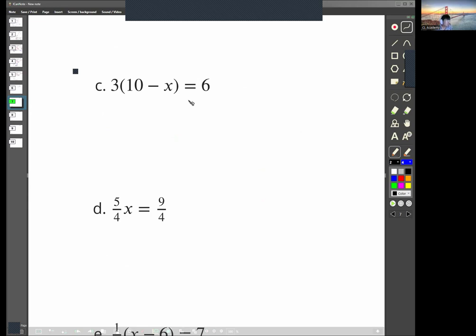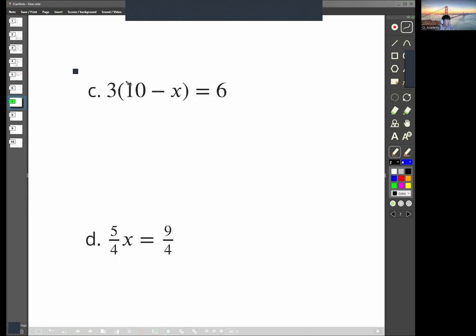I'm gonna do one more question and call it a day. 3 times 10 minus x equals 6. Again, we can distribute it. Then 30 minus 3x equals 6. 3 times 10 is 30, and 3 times x is 3x.